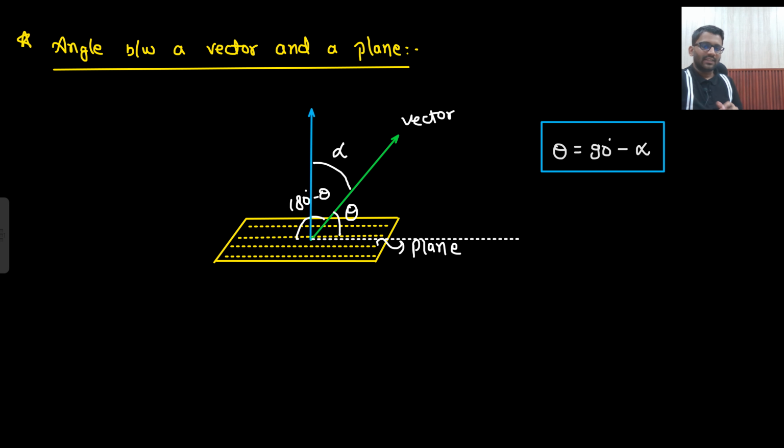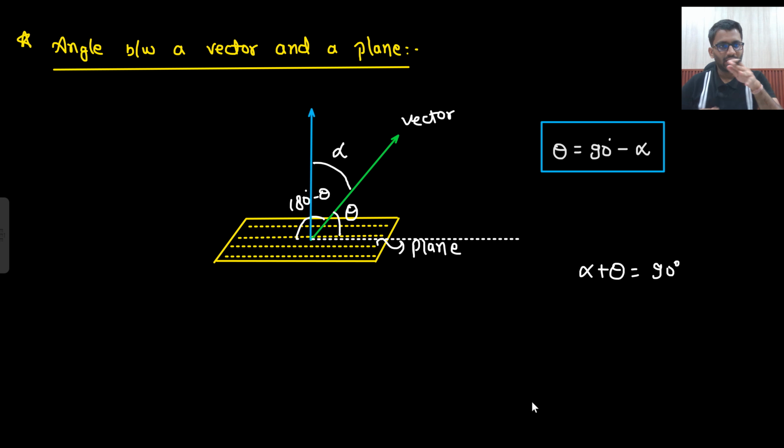So whenever they are asking me a question about the angle between a vector and a plane, what I am going to do is first find the perpendicular unit vector, and then I will have the given vector. So I will find the angle between both of them, and once I have found it, I know that my actual angle will be 90 minus this angle, because alpha plus theta is 90. So theta equals 90 minus alpha.